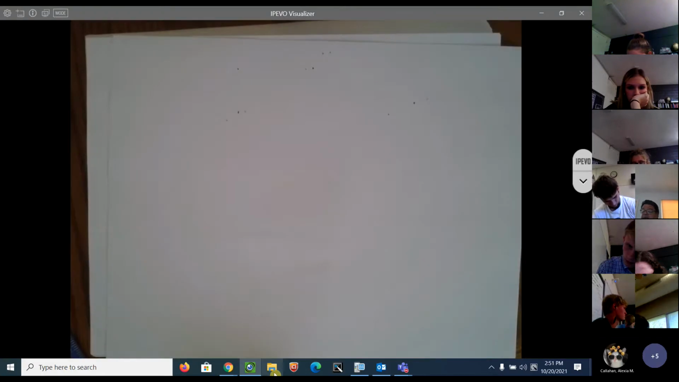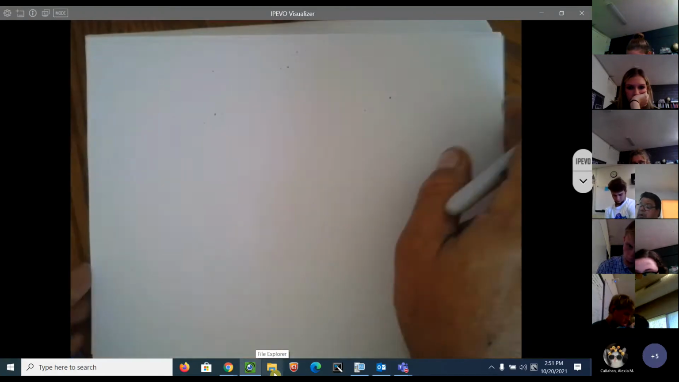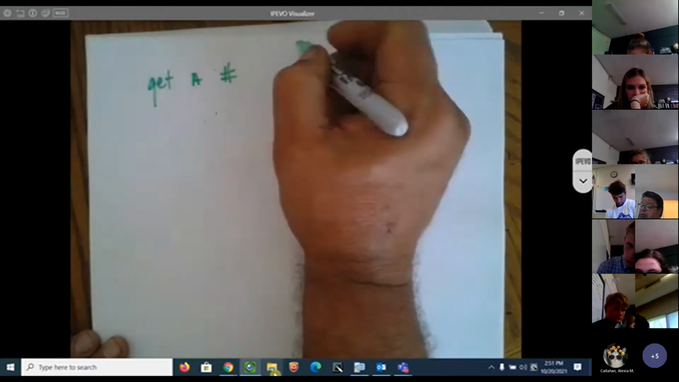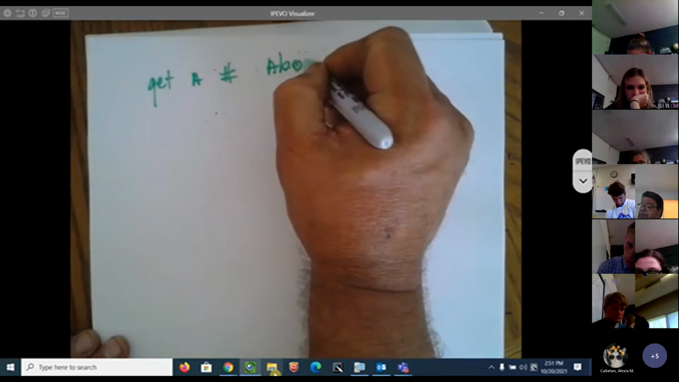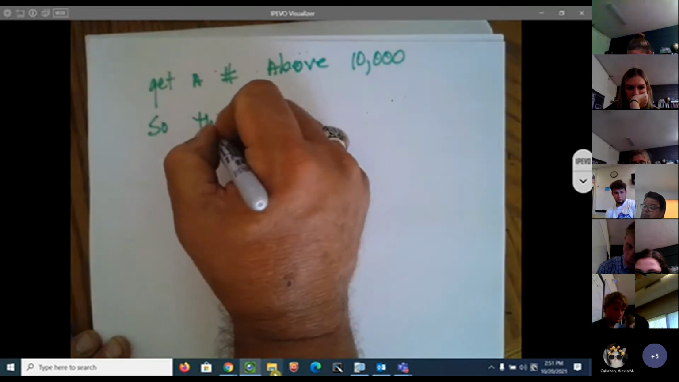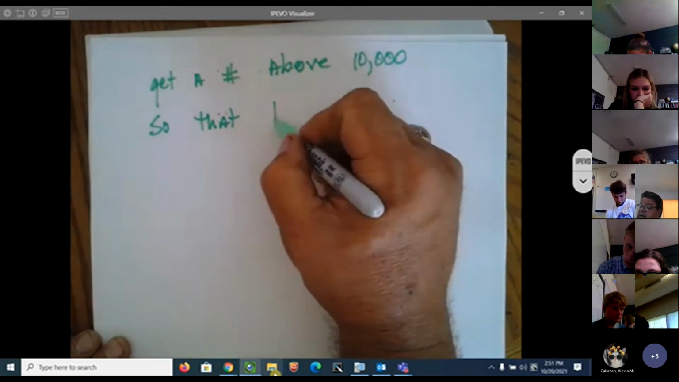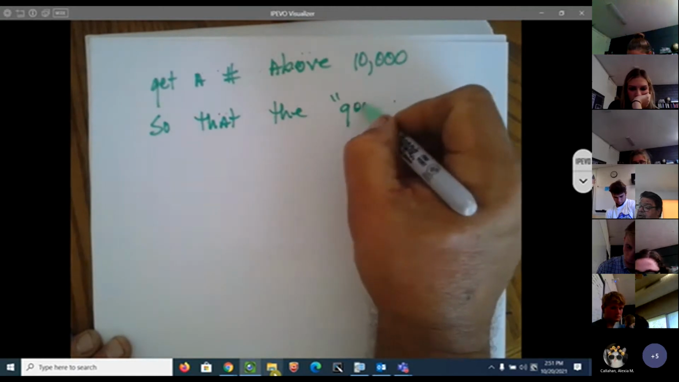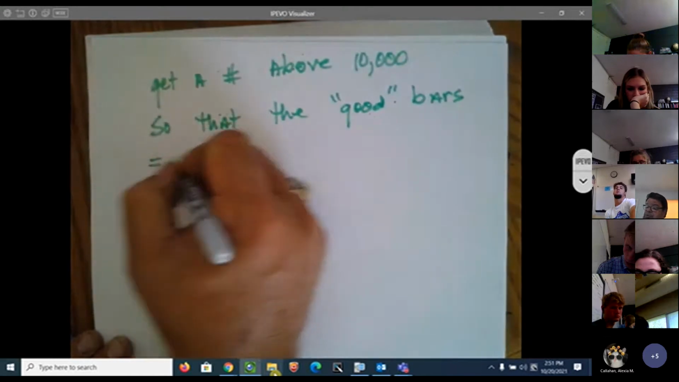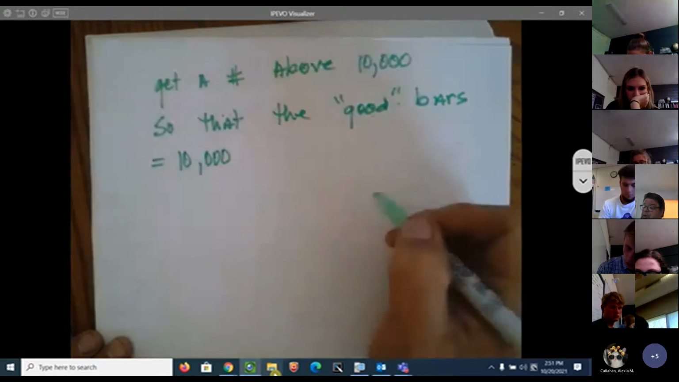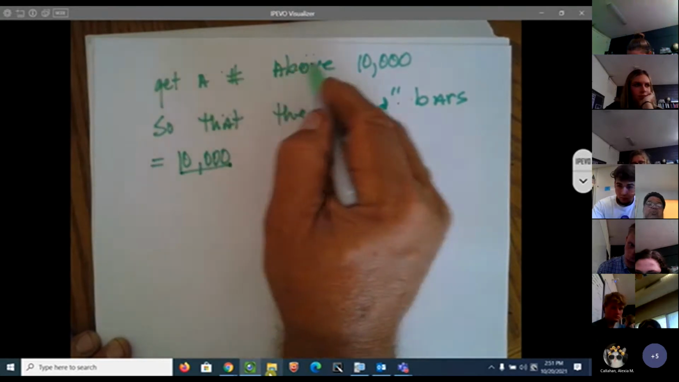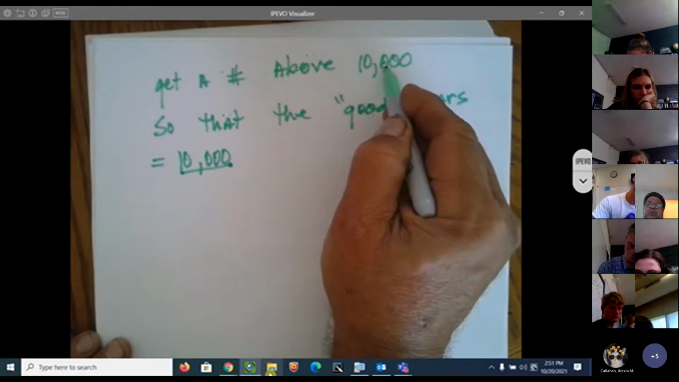So I'm going to show you something here. Your goal is to calculate a number, and that number is going to be above 10,000 so that the good bars, or whatever they're cutting, equal 10,000. If your good bars equal 10,000, the number that you made is going to be above 10,000, because some of them are bad.